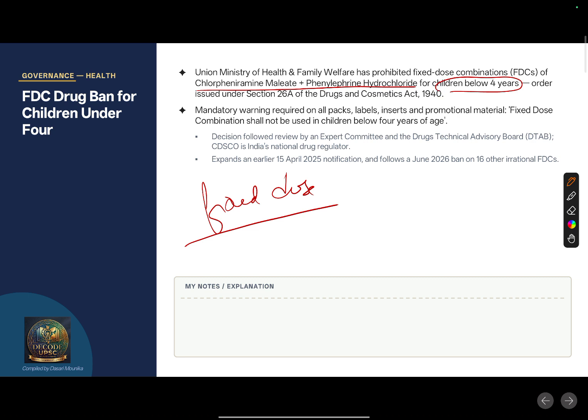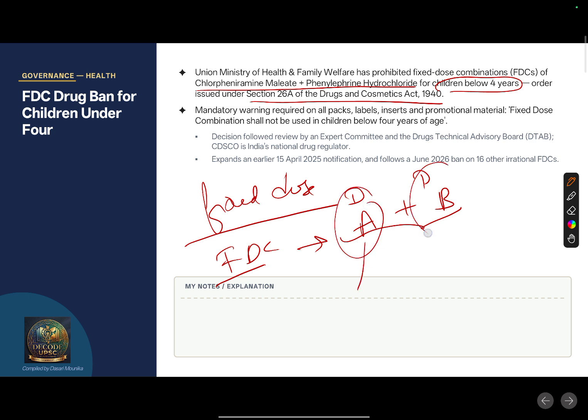The order was issued under Section 26A of the Drugs and Cosmetics Act 1940. And what is this FDC? Fixed dose combination. Suppose one medicine contains drug A and the other contains drug B in fixed proportions. This is called a fixed dose combination. Instead of giving two separate medicines, a combination product may contain both drugs.